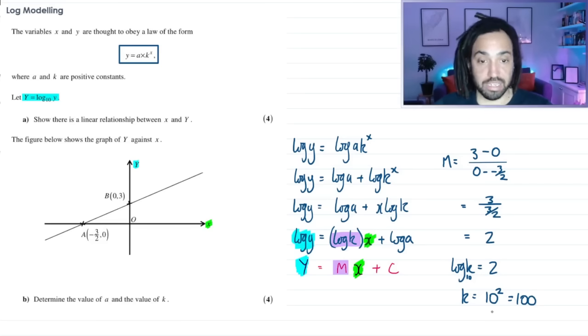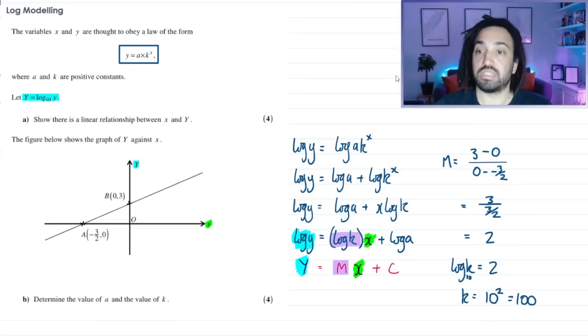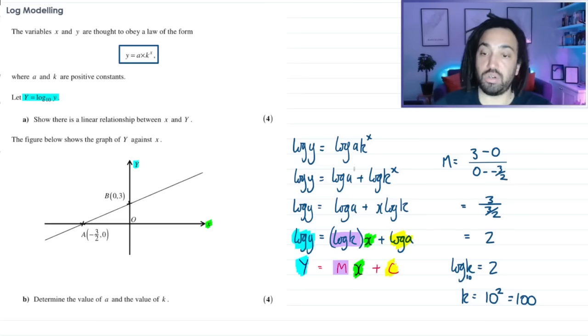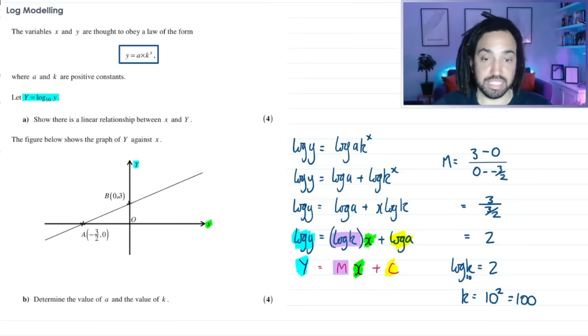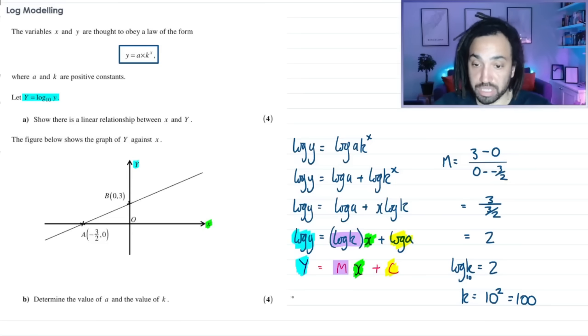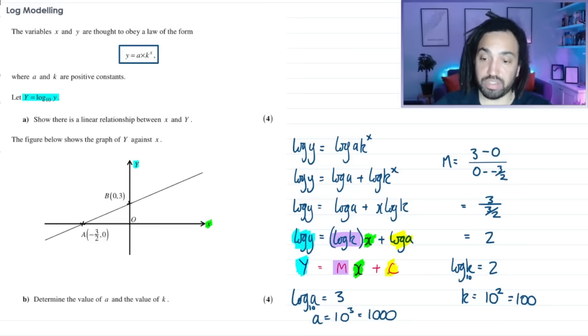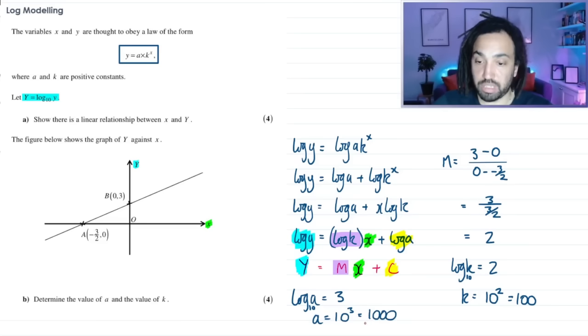And then we also know that log a is equal to c, and c is the y-intercept of a straight line, and the y-intercept here is 3. So we can say that log a is equal to 3, and once again this is to the power 10. So therefore a is equal to 10 to the power of 3, which is equal to 1000. Perfect.